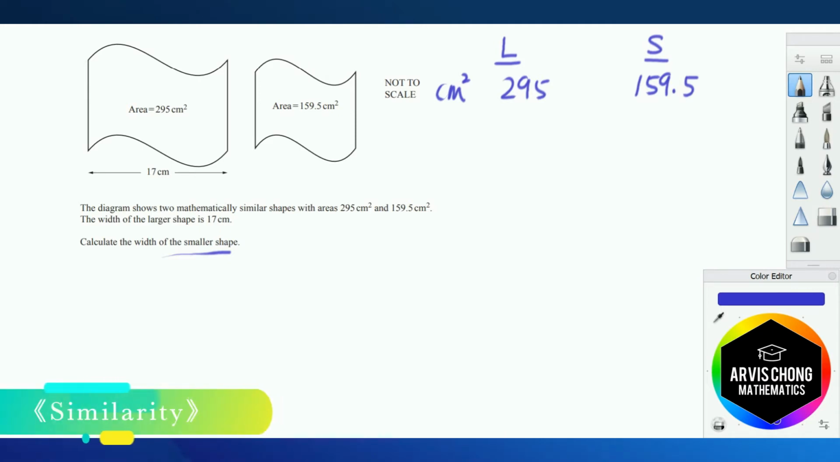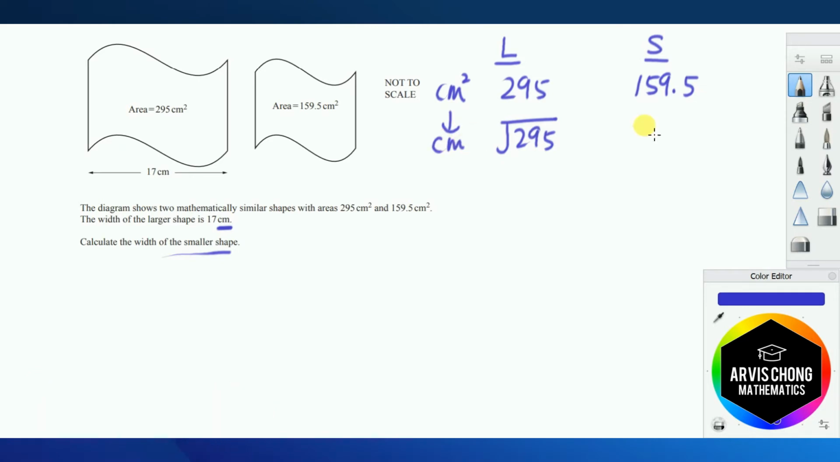Before we calculate the width, we must make sure the units are the same. The first unit given here is area, which is in centimeters square. But the second unit here is centimeters. So to change it to the same unit, we can just put square root of 295 to change it to cm. Meanwhile, for the smaller shape, to find it in cm, we can put square root of 159.5.